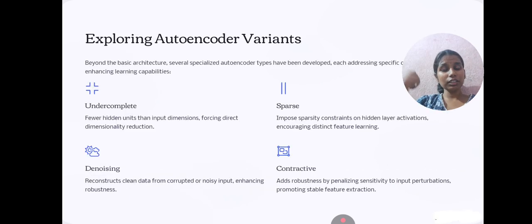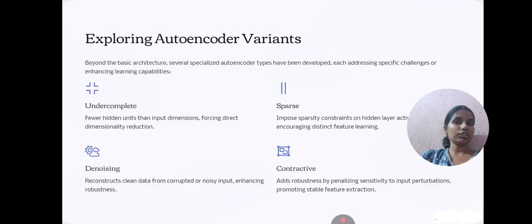Next is exploring autoencoder variants. There are 4 types of autoencoder variants. One is undercomplete, second is sparse, third is denoising, and the fourth is contractive. These are beyond the basic architecture. Several specialized encoder types have been developed, each addressing specific challenges or enhancing learning capabilities.